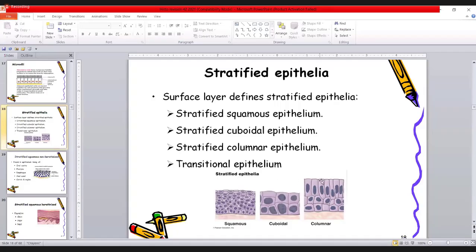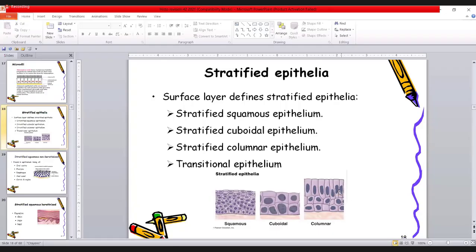And the surface cells are scale-like and squamous. Look at the stratified columnar epithelium. There's a basement membrane and the basal cell layer is again cuboidal. The middle cell layer is pretty much polygonal or cuboidal, and the surface cell layer is columnar. So what gives this stratified epithelium its name? Because it has many cell layers, the surface cell layer defines the stratified epithelia, right?